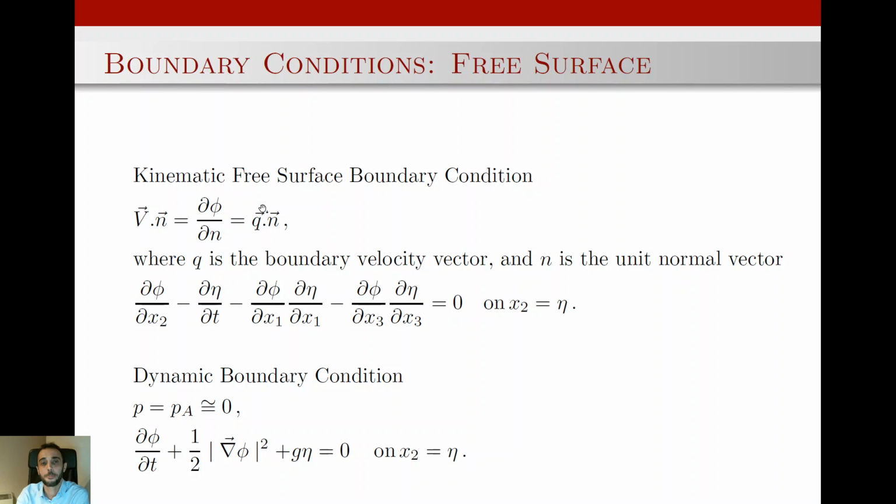The kinematic free surface boundary condition ensures that particles on the surface move with the surface. That is, they don't jump out of the free surface. And one can write it in this way, where eta is the specifying free surface. And the dynamic boundary condition ensures that there is a continuous pressure on the top surface that we are defining.